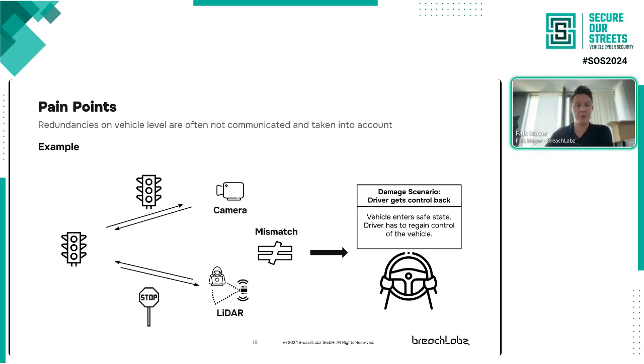If, for example, only the LiDAR is compromised, and the perception layer that takes the decision at the end of the day on how the vehicle will behave validates the information from the LiDAR against the one received from the camera, and there is a mismatch, it will simply fall back to a safe state, and the driver can then regain control of the vehicle.